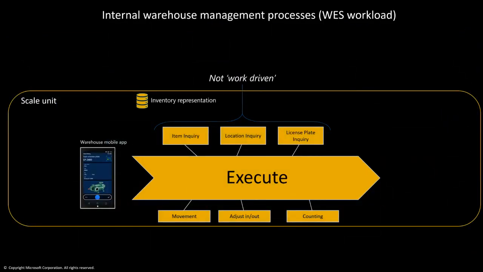And then finally, we have our internal warehouse management processes. So these are things typically, as you can see here, potentially not driven by work, such as inquiries on items, locations, or license plates, or executing inventory movements, adjusting in and out of inventory, as well as performing countings. Again, all available on a scale unit with or without connectivity to the centralized hub via the warehouse mobile app.